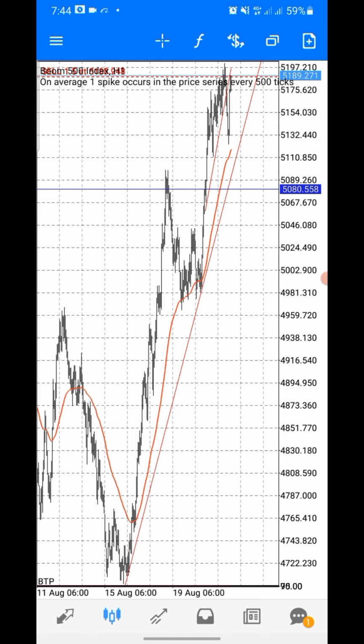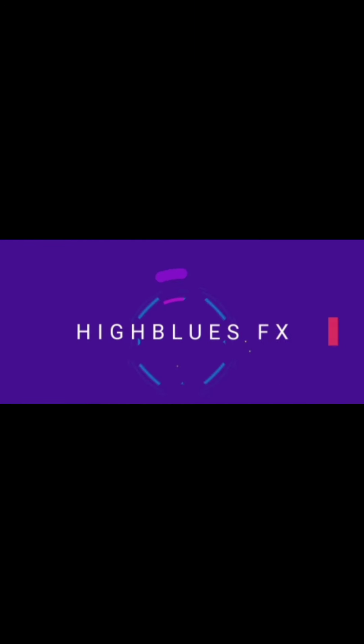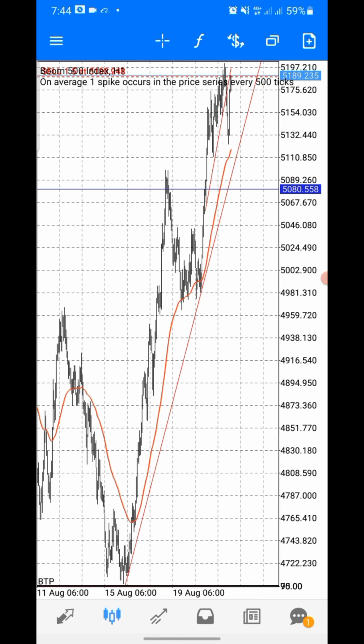So without wasting much time, let's get started. Well, like I said, it's an updated version. It means that we're using the same indicators but with different parameters. We've adjusted these parameters to meet with the current market algorithm.